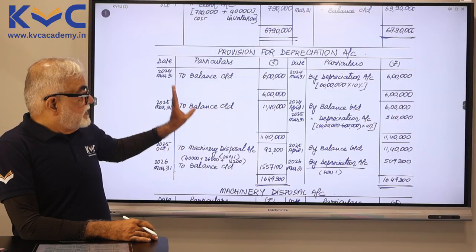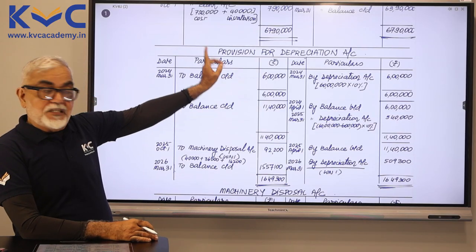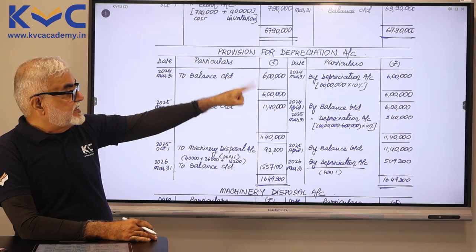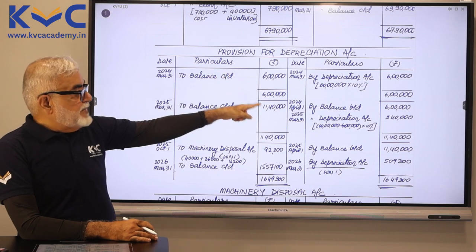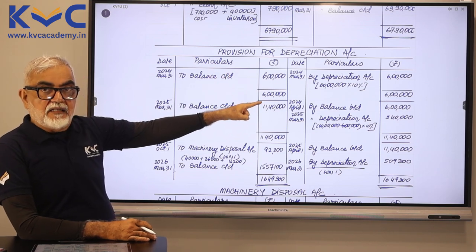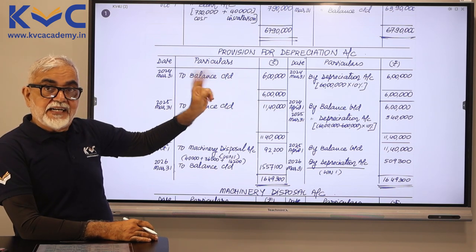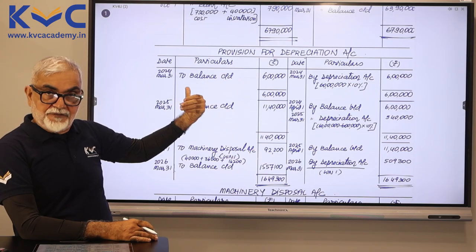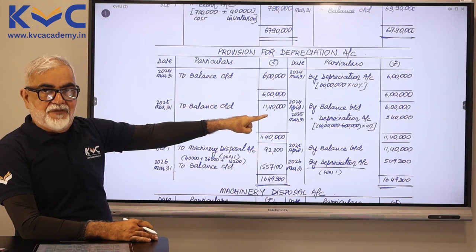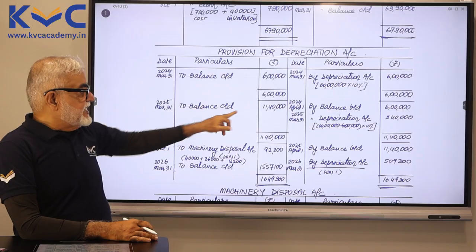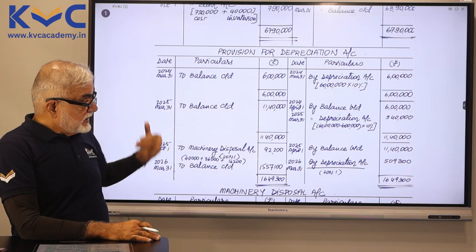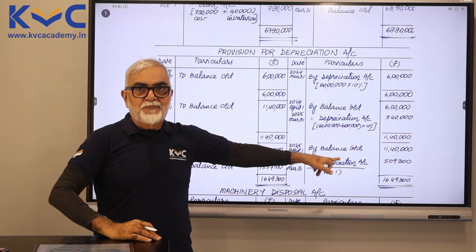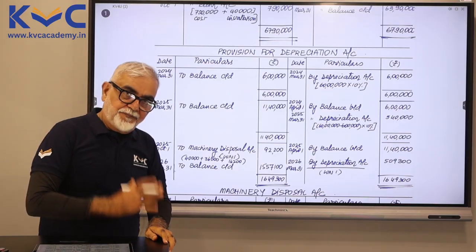First year, by depreciation on the 60 lakh at 10%, 6 lakh. By balance brought down 6 lakh. By depreciation for the second year, 60 minus 6, 54 lakhs into 10%, 5 lakh 40. To balance carried down, 11 lakh 40. Third year, by balance brought down, 11 lakh 40.